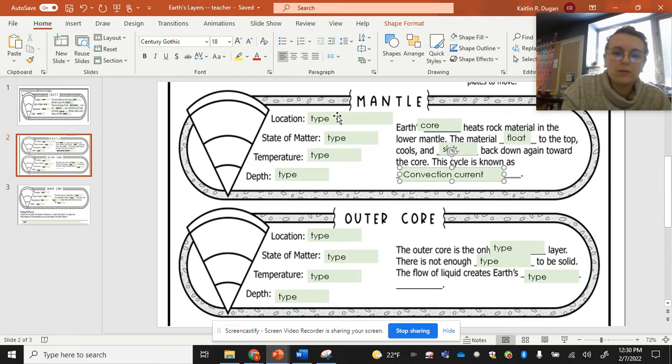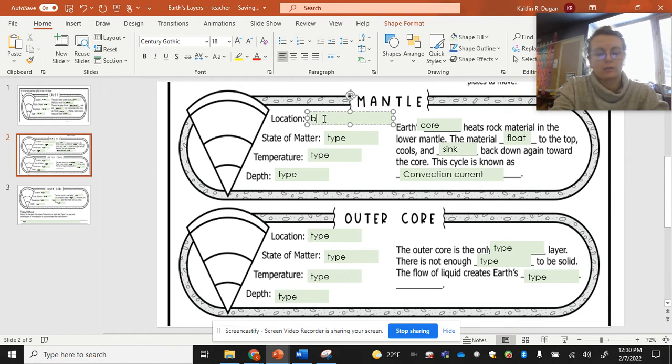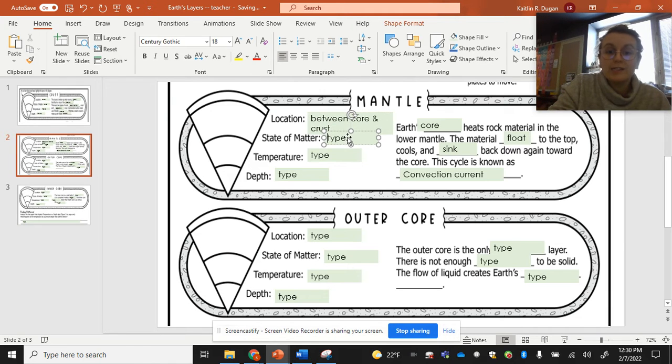Now, the location of the mantle is in between the core and the crust. So it's between core and crust. All right. And now it's still a solid, but it's kind of a flexible solid. I would consider it more of a colloid maybe because it still acts as a liquid. It's still able to move. All right. So it moves.